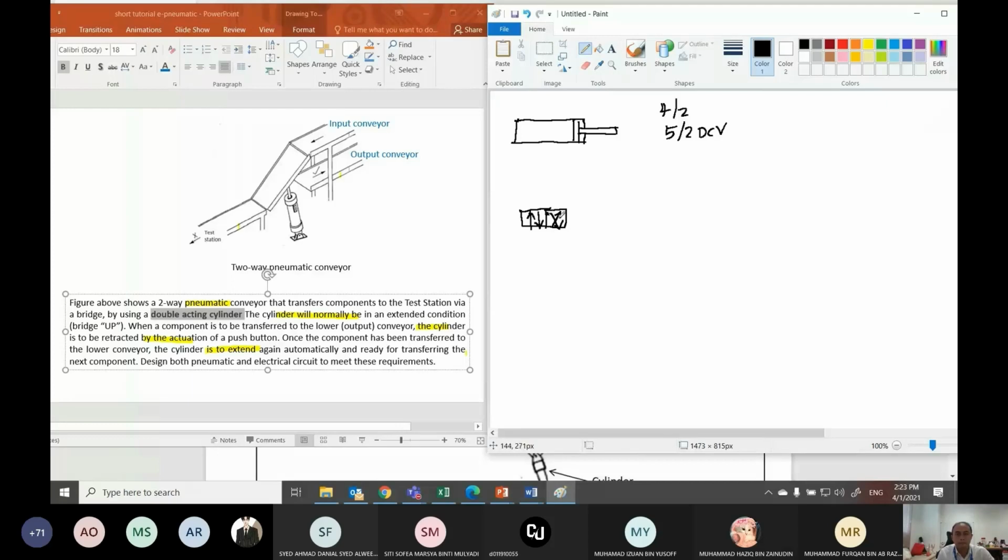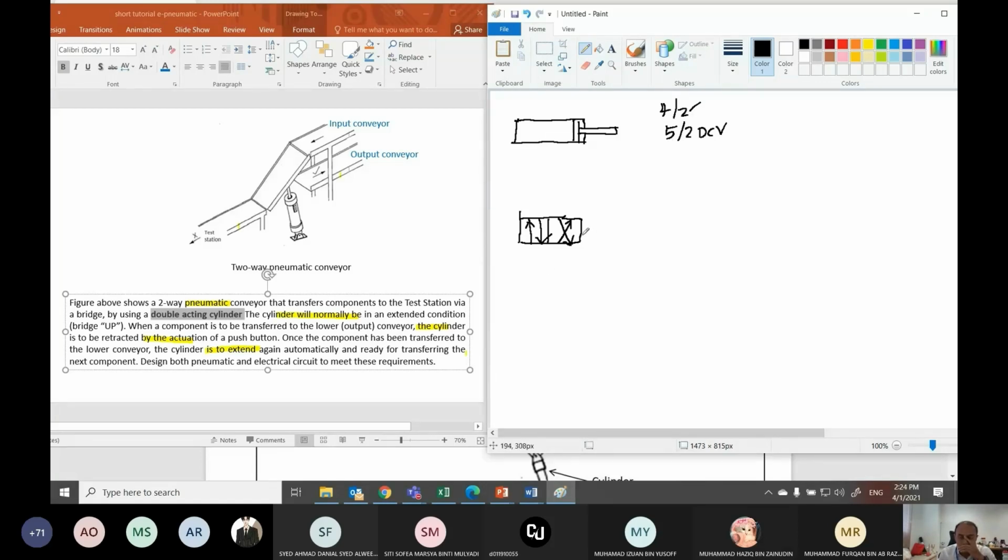Okay. And then, cantik. I can draw this faster on the whiteboard, but not here in this case. Mungkin besar sikit. Okay, so you ada 4-2 DCV, kita pakai yang ni 4-2.